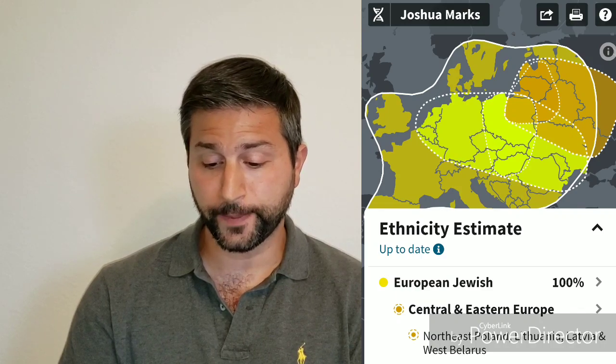But a whole lot of Ashkenazi Jews or European Jews who are fully Jewish, at least genealogically, having two Jewish Ashkenazi parents and four Ashkenazi Jewish grandparents, such as myself, went up to anywhere from the 80s and 90s to 100%. As you can see from the screenshot, my ethnicity estimate with the update is 100% European Jewish. It aligns with my more recent ancestry that I showed you: Western and Central Europe, Poland, Slovakia, Hungary, and Moravia, and Central and Eastern Europe, Northeast Poland, Lithuania, Latvia, and West Belarus.